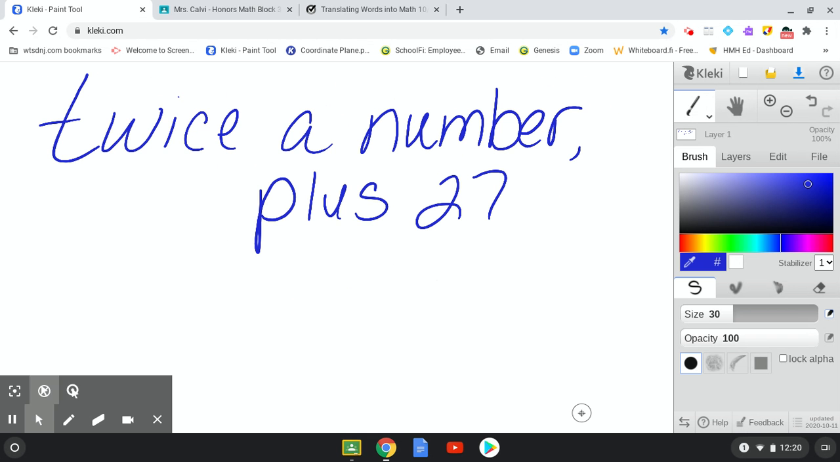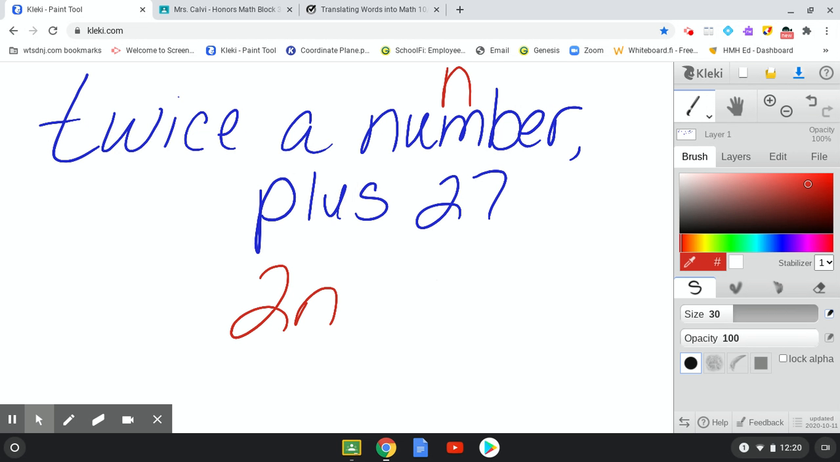Okay, here it says twice a number plus 27. I don't see the word than, so I'm just going to kind of start from left to right. So twice a number n, twice a number plus 27. So I'm going to put in my variable n for number. So twice a number, what does that really mean? That means 2 times that number. So that means 2n, and then continue reading, plus 27. Okay, so twice a number, or twice n, because we are replacing number with a variable, and then we are adding 27.